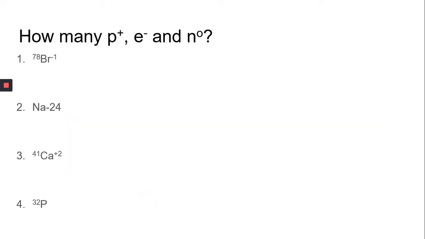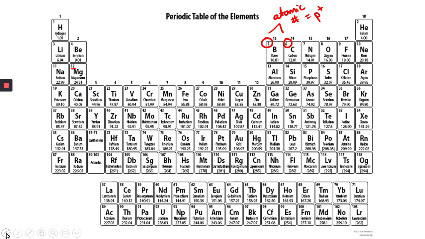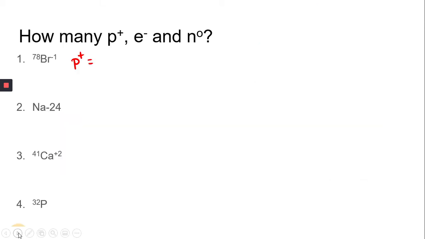So here we have 4 atoms, and we're going to label or figure out the number of protons, electrons, and neutrons for each of them. All right, so if we look at number 1, the easiest thing to do is to find the number of protons first, because remember, protons are the atomic number. So we're going to go back to our periodic table and we're going to find Br. Br happens to be right here, so it has an atomic number of 35. So if the atomic number is 35, that means there's 35 protons.